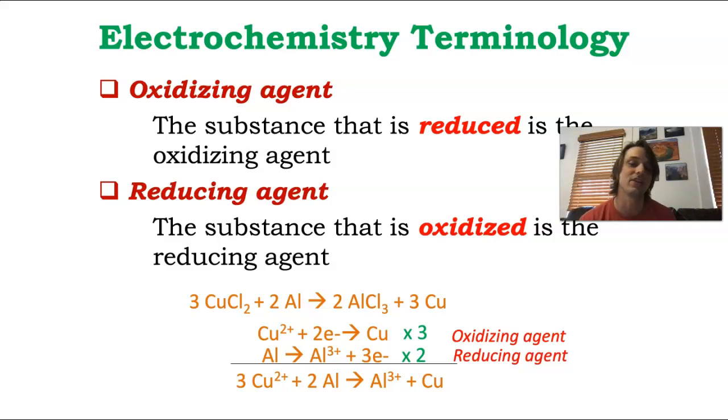So when I'm talking about agents, it's opposite. These are the things that are supplying the electrons and gaining the electrons. So if a substance is losing electrons, it's being oxidized. That substance that's being oxidized is the reducing agent because it's allowing the other substance to be reduced. And that substance that is being reduced, which is gaining electrons, is the oxidizing agent because it's allowing that other substance to be oxidized. Okay, so if I'm talking about the agents, I'm talking about the opposite.